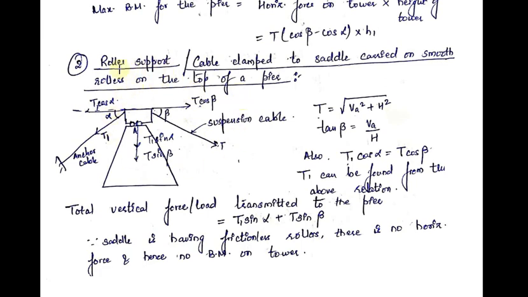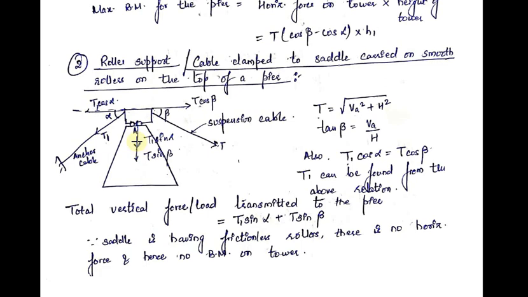If you see in this diagram, the total leftward force is T1 cos alpha, so this will be equal to the total rightward force, which is T cos beta. So T1 cos alpha will be equal to T cos beta. We already know the value of T and beta. We already know the value of alpha, which will be given in the question. So from this equation, we will find out the value of T1, that is the tension in the anchor cable.